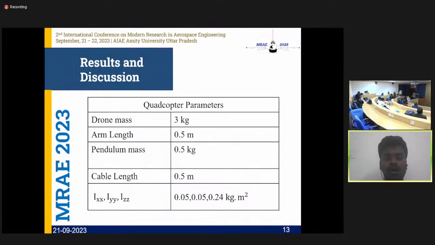So we modeled this entire thing in Simulink, and we tested various cases. I'll be presenting a step input case, and for the step input case, a standard 3 kg drone with arm length of 0.5 meter and a load mass of 0.5 kg, a cable length of 0.5 meters, and moment of inertia of 0.05, 0.05, and 0.24 kg meter square respectively is considered.